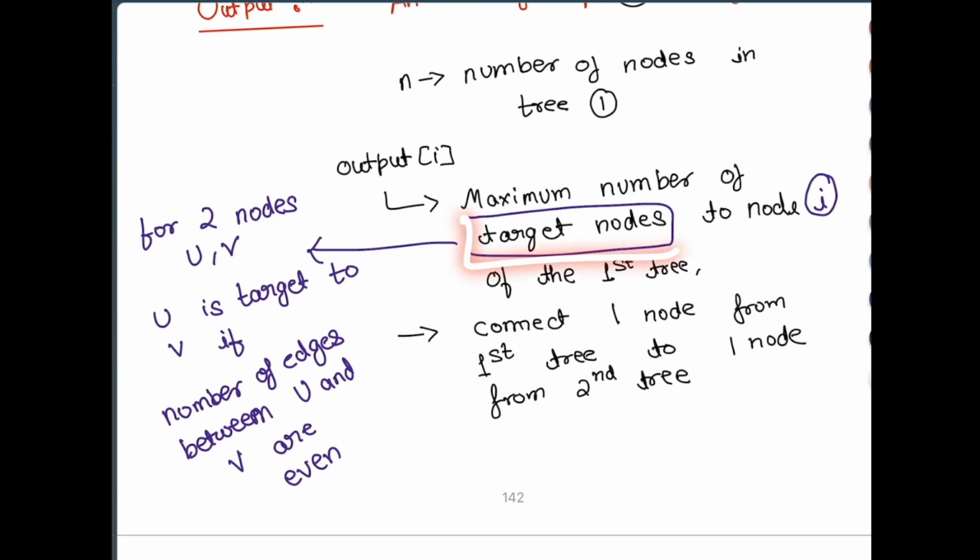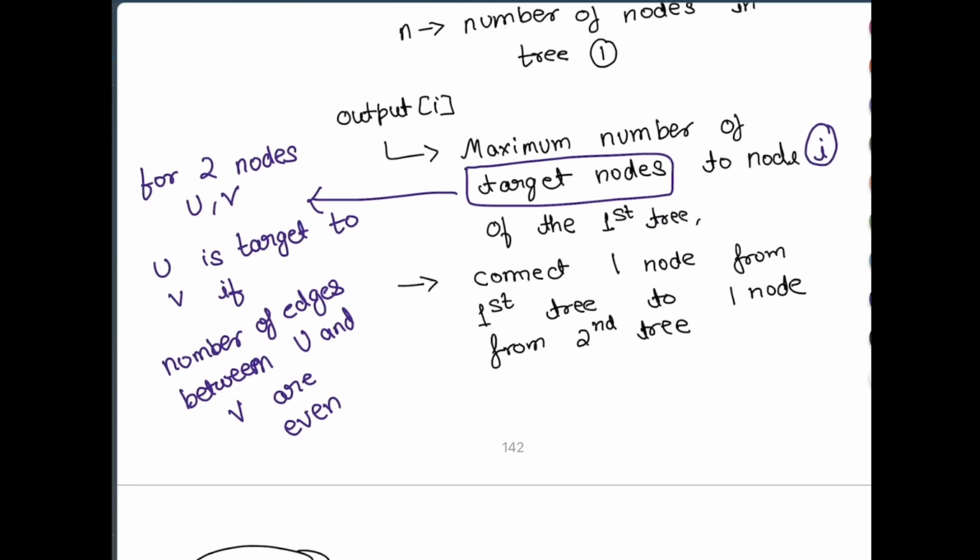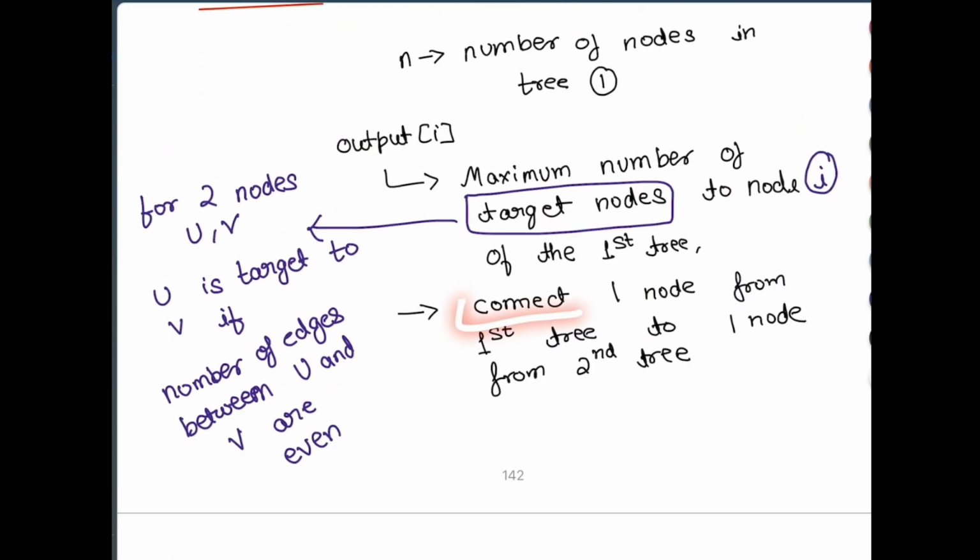Now what is this target node? I will explain to you. Before that, you need to understand that we need to find the maximum number of target nodes to every node in our first tree, right? And we need to create an array of it and give it as an output. Also, we need to connect one node from the first tree to one node from the second tree. That is, we have two different trees, right? We need to connect those two trees using just one edge, and then we need to find the maximum number of target nodes to every node I of the first tree. So we need to connect our trees using exactly one edge, okay?